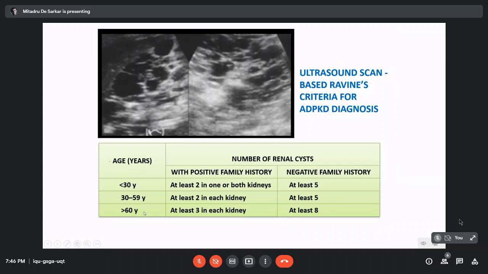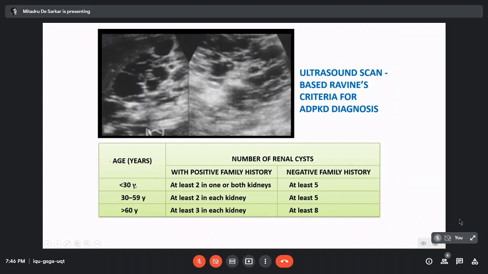The concept is that the higher up you go in age, the more is the normal number of cysts that are seen. So basically in a higher age group, you expect to see more number of cysts. As a result, if there is no family history, you need to have at least 8 cysts in each kidney. On the other hand, if you have a positive family history, that particular requirement can be brought down to 3.